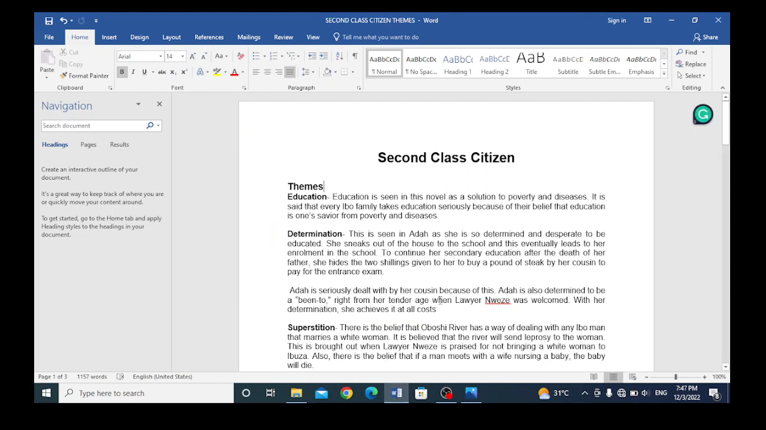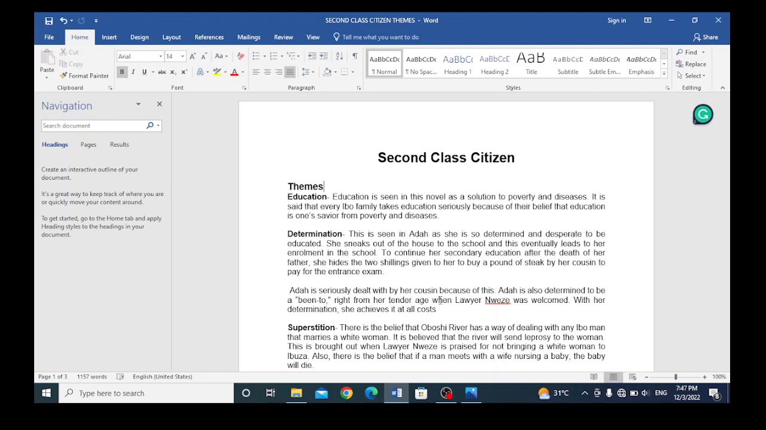The first theme there is education. According to the text, education is seen in this novel as a solution to poverty and diseases. It is said that every Igbo family takes education seriously because of their belief that education is one savior from poverty and diseases. But that of Ada is not taken seriously because she came to this world a girl child.